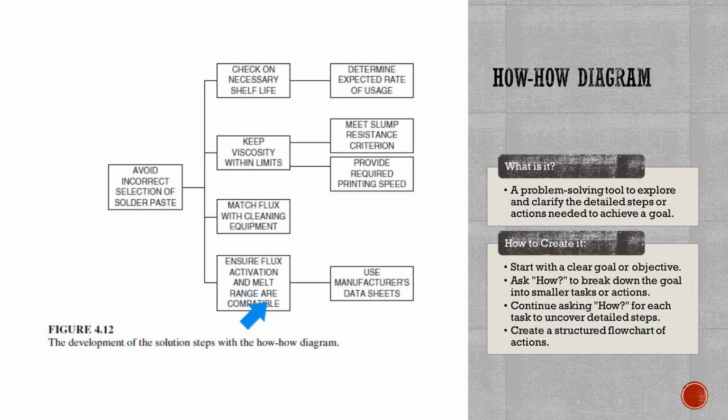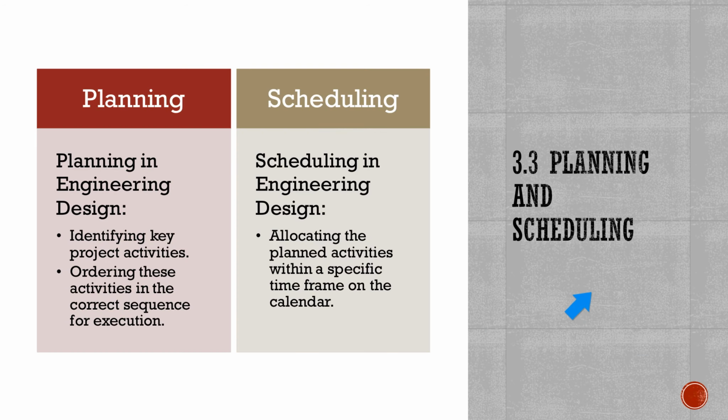Previously, we used the why-why diagram to find the real potential cause related to that problem. Now we go into planning and scheduling. So what is planning? Planning in engineering design is identifying the key project activities and ordering these activities into their correct sequence for execution. And scheduling is allocating the planned activities within a specific time frame of the calendar.